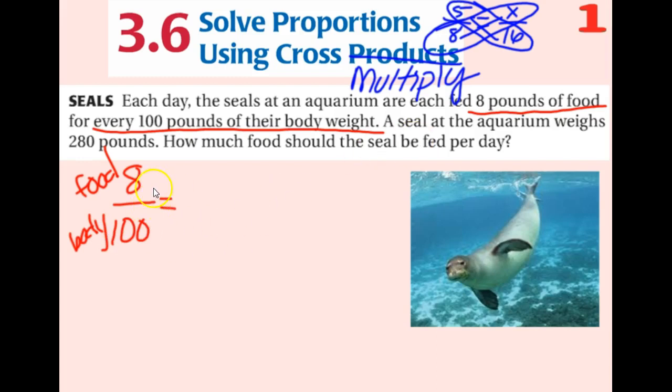So when I set up the other half of our proportion, the other fraction, we need to make sure that the food number is on the top and the body weight number is on the bottom. So they tell us that a seal at the aquarium weighs 280 pounds. Well, that's its body weight, so that's going to go on the bottom. We need to figure out how much food they need to be fed on the top. So I used x. You can use whatever letter you would like.